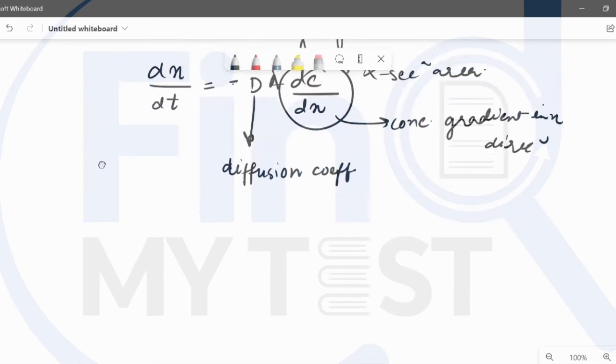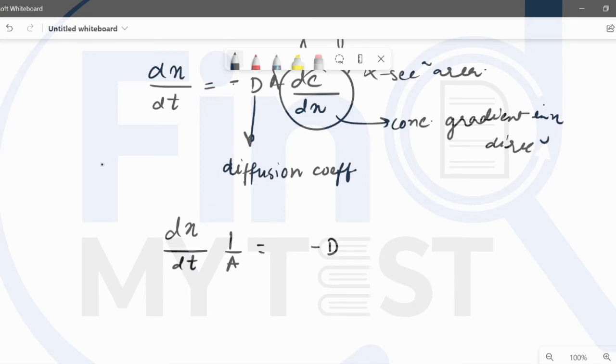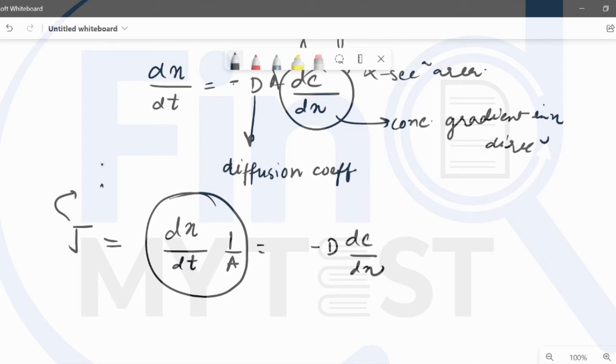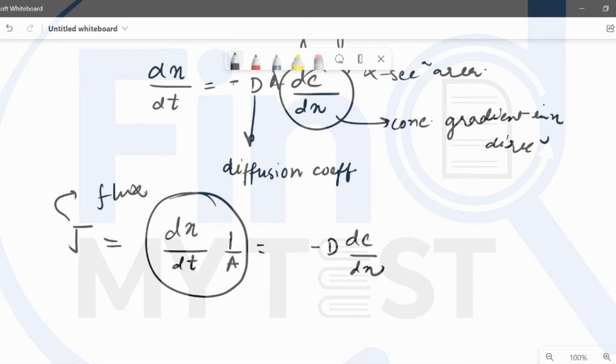So this can be written as dN by dt into 1 upon A is equal to minus D dC by dx, and this term is equal to J, where J is the flux, or the flow per unit cross-section area per unit time. Fick's first law can be used to describe flow under steady state condition. It is identical in form to Fourier's law for heat flow under a constant temperature gradient and Ohm's law for current flow under a constant electric field gradient. Under steady state flow, the flux is independent of time and remains the same at any cross-sectional plane along the diffusion direction.